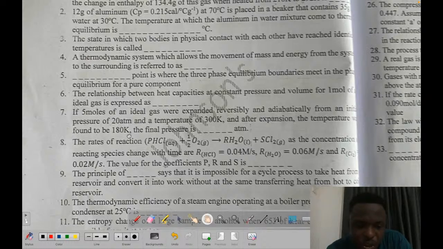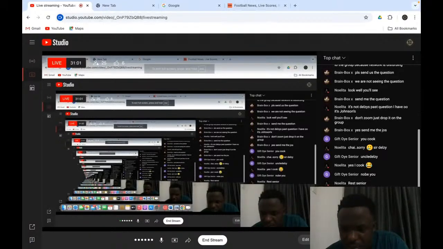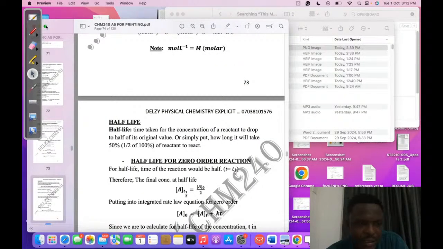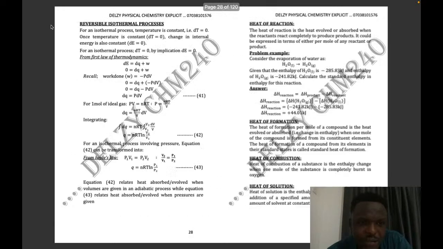Now, this particular question falls under reversible adiabatic expansion. Remember, reversible adiabatic expansion has 3 formulas. The one that relates pressure and volume, the one that relates pressure and temperature, and the one that relates temperature and volume. Let me quickly take us to my material where I explain all of those. Now look at this. This is my material, CHM240 material. Now let me take us back to that immediately so that you understand how we got that.